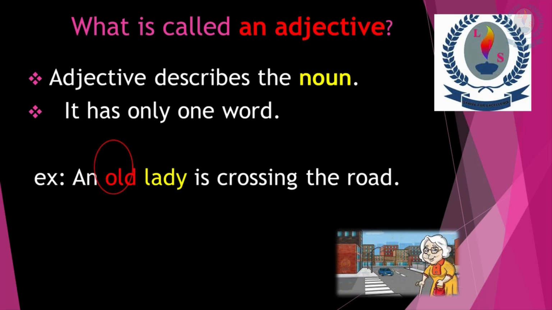Here, I have used old to describe the noun lady further. Can you see? I have circled old with red color. It is the adjective in this sentence. And lady with yellow color, and it is the noun. So, lady is further described by old. To get the adjective from the sentence, you can ask a question like this. Which kind of lady? So, we get the answer as an old lady.